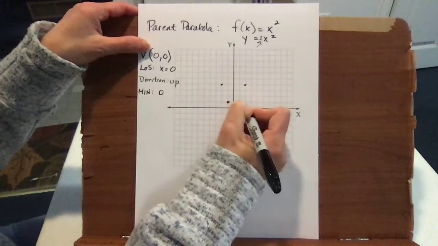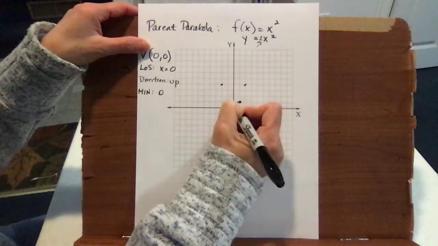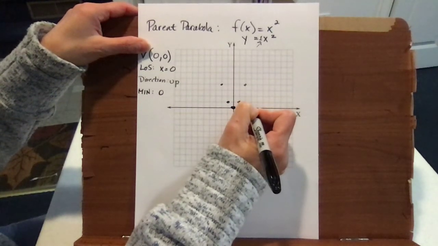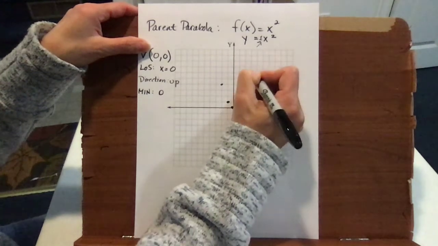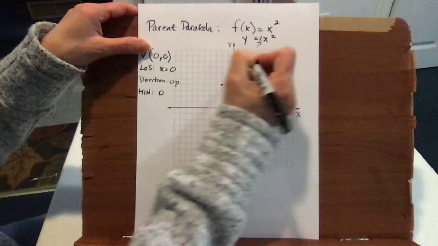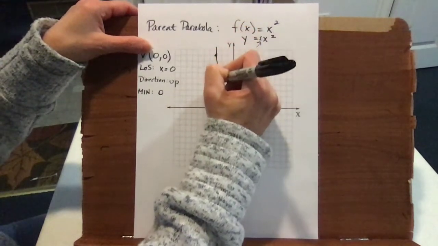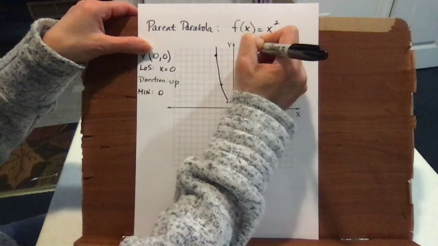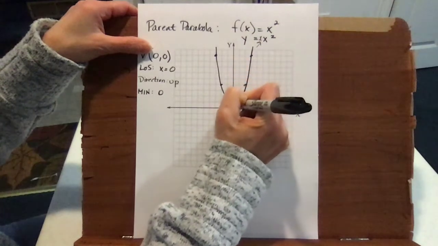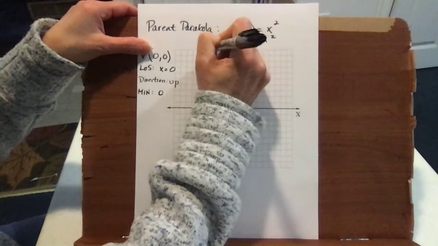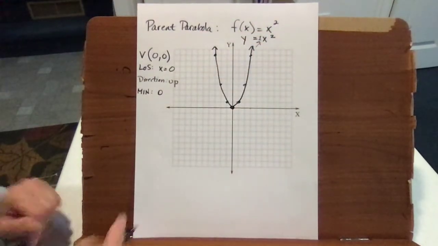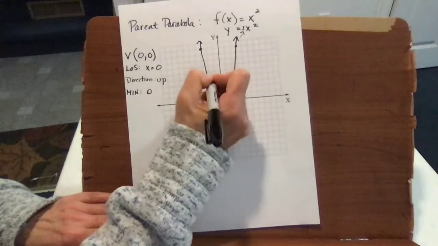Okay, if we move 3 left or right, we square 3, we go up 9. 5, 6, 7, 8, 9. And that gives us a really nice parabola, okay? And don't forget to use symmetry on one side or the other, depending on which side you graph first. Arrows at the top, and that's our parent parabola. Now we base the shapes of all our other parabolas on this.